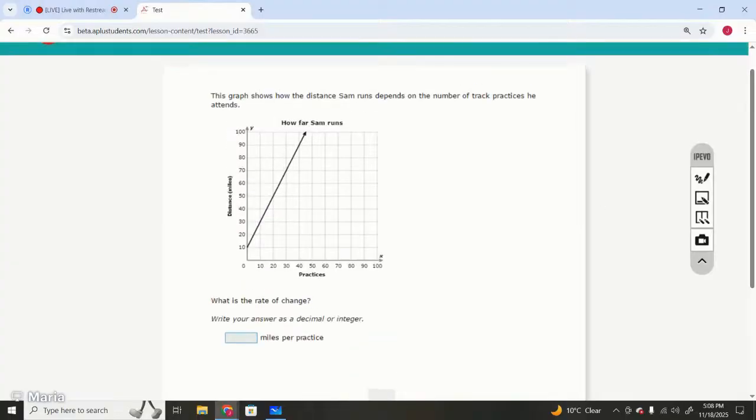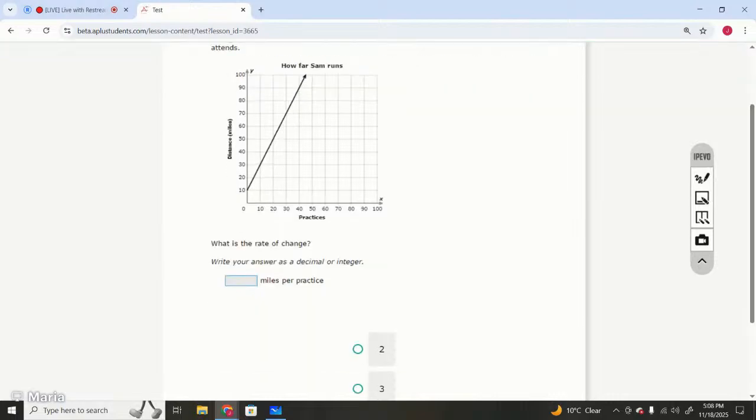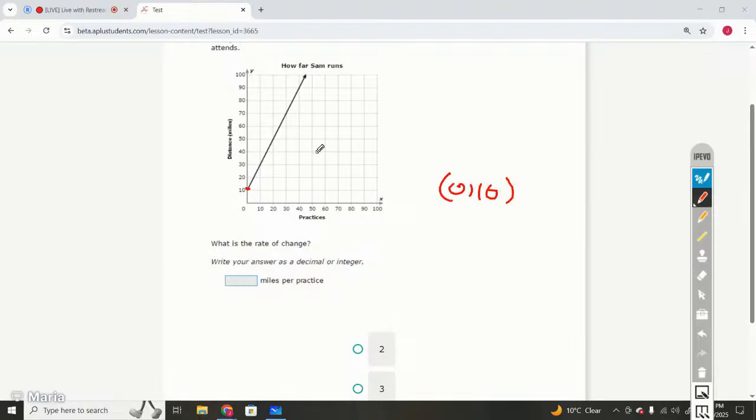This graph shows how the distance Sam runs depends on the number of track practices he attends. What is the rate of change? So we need to calculate the rate of change. That means we need to calculate the slope. So x is 0, y is 10, and 10, 30.